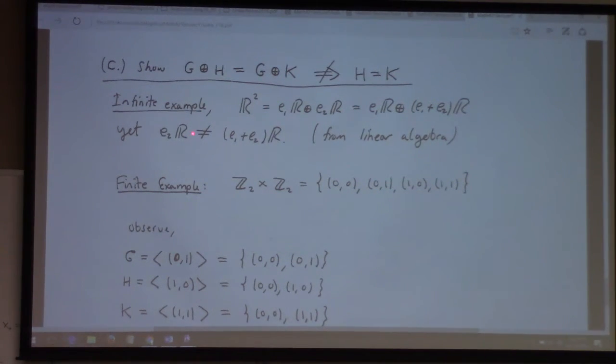And likewise, you can take any point in the xy plane and obtain it from adding vectors along the x-axis to a vector along the line y equals x. In short, this subspace and that subspace form R2 by the direct sum. And of course, this and that are equal, but this is not equal to that.